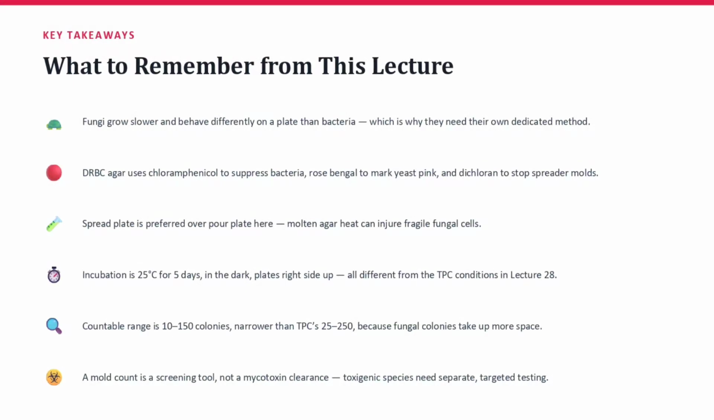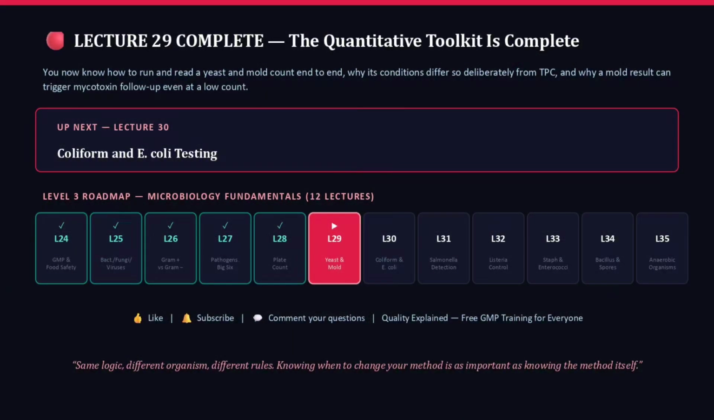Number 5. Countable range is 10 to 150 colonies, narrower than TPC's 25 to 250, because fungal colonies take up more space. Number 6. A mold count is a screening tool, not a mycotoxin clearance. Toxigenic species need separate, targeted testing. That is Lecture 29 complete, and with it, the core quantitative toolkit for this level is done. You now know how to run and read a yeast and mold count from start to finish, why its conditions differ so deliberately from TPC, and why a mold result can trigger mycotoxin follow-up even when the count itself is low.